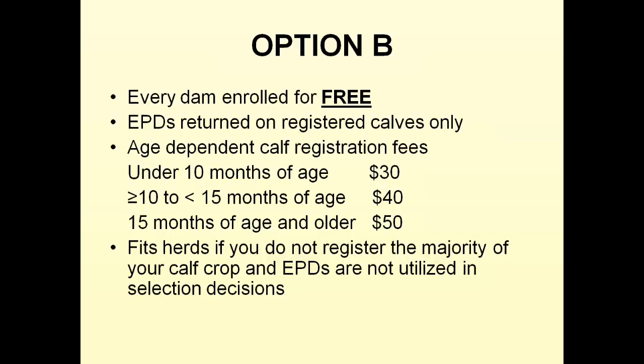This fits herds if you don't register the majority of your calf crop, so if you're registering less than 40% of your calf crop, and you're not utilizing EPDs in your selection decisions. What that means is if you have 20 calves and you only pay the age-dependent registration fee on 3 of those calves, you're only going to get to see 3 sets of EPDs on those calves that you registered. You won't see the other 17 calves' EPDs. So if you're utilizing and basing your decisions upon EPDs, this is not a great option for you to look at.